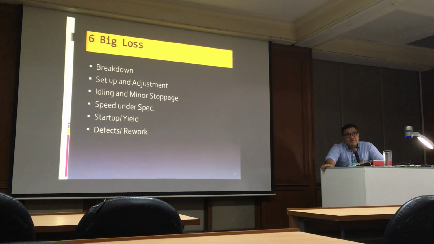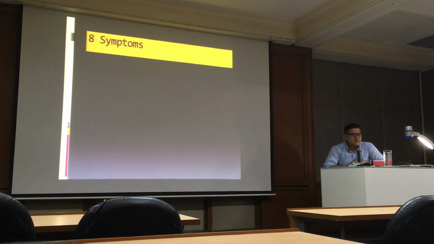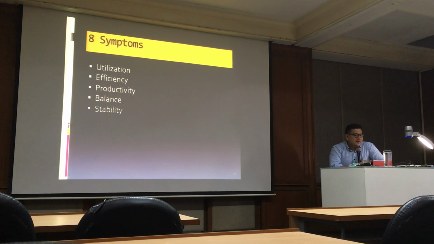If the speed of your machines is under the spec, you have a problem. Startup, maybe the yield does not meet the standard, you can have a problem, and also defects and reworks. This is another one that we can consider to find the problem. So in conclusion, there are too many concepts, right? You can find from the customer, you can do 3M, you can think about 7 wastes versus 6 losses or 8 symptoms, right? This is what we consider from the list of problems.